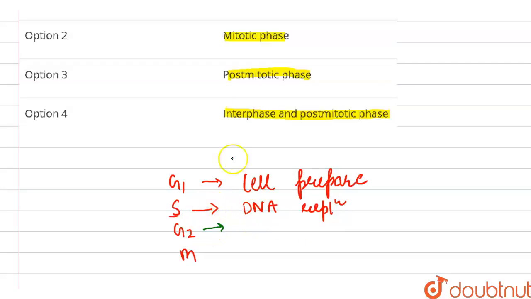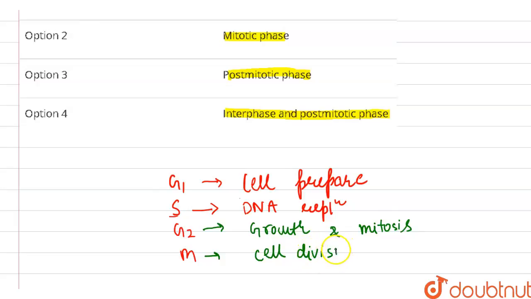Third, in G2, the cell growth is there in the G2 phase. So cell growth is there, and the preparation for the mitosis division also starts in the G2 phase. In M phase, that is the mitotic phase, the cell division takes place. So in the mitotic phase, the cell division occurs.